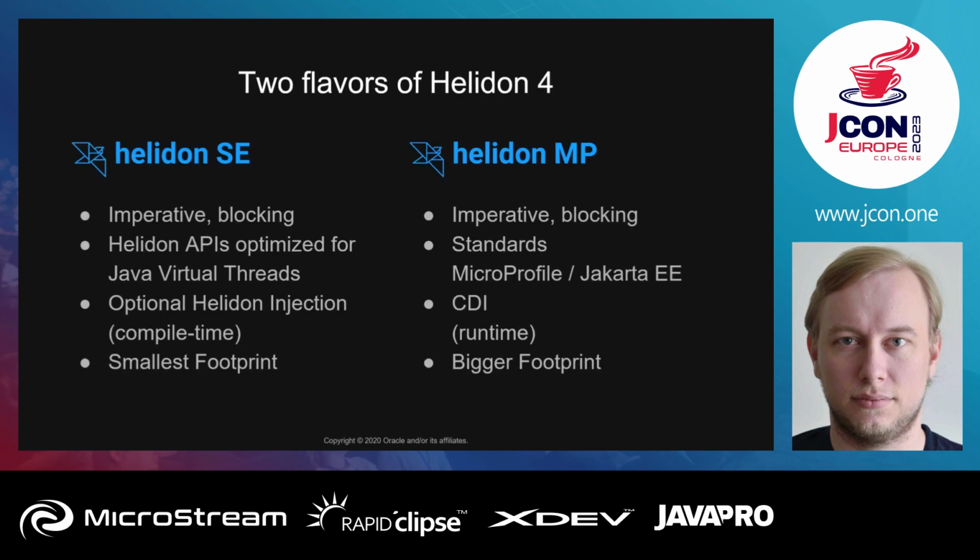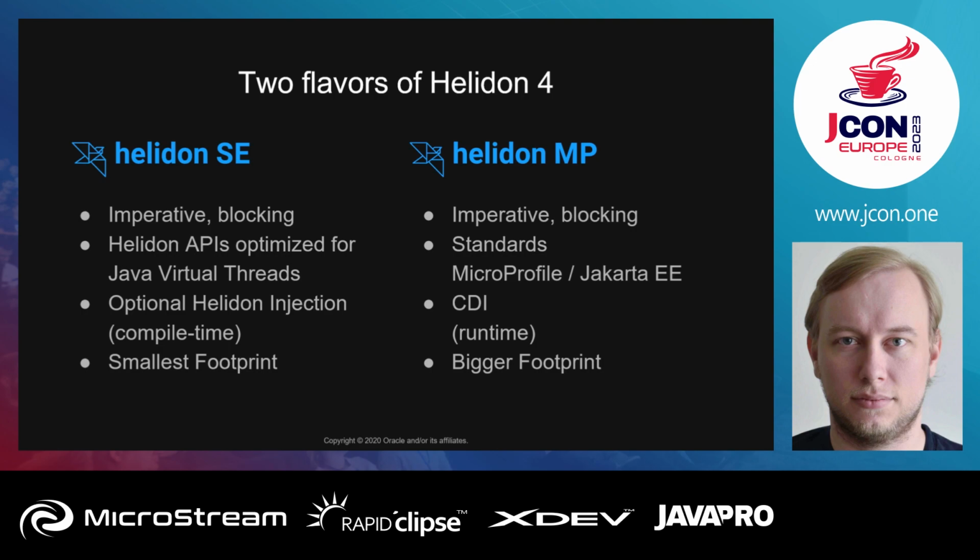So now let's take a look at how those two flavors will actually look after the Helidon 4 release. Helidon SE is changing to imperative and blocking. All of its APIs will be optimized for Java virtual threads. It has an optional Helidon injection, and it has an even smaller footprint. And the reason for that is that we were able to remove Netty, for example, out of our code. Now we have even less dependency on some third-party libraries.